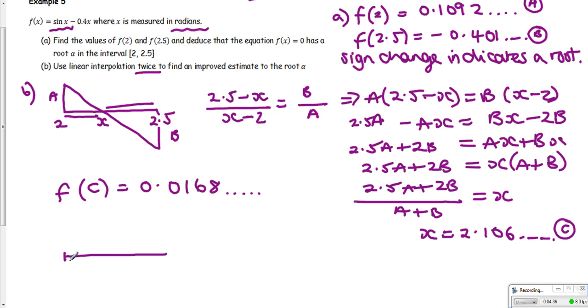Okay, so C gave us a positive value. This is it. Let's call it D. And then 2.5 gave us a negative value down here, and we've got that stored. That was B, but we took the minus sign off it. Okay, you go through this same algebra again, pause the video and have a go.